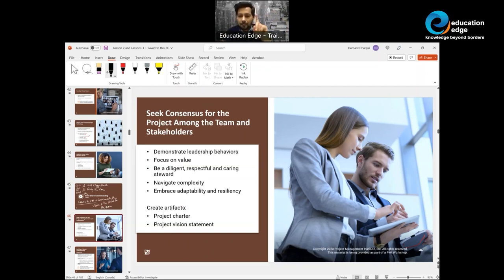And it is not a one-time exercise. It is an exercise that continues to happen throughout the life cycle of the project. Keep in mind, communication of vision or building shared understanding of the project with the team is not an event. It is a process that happens throughout the life cycle of the project.